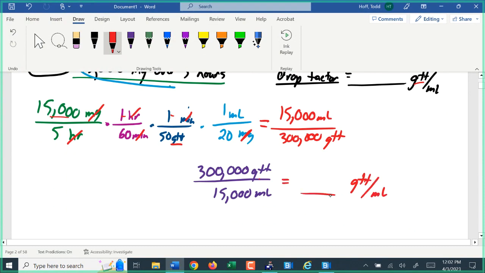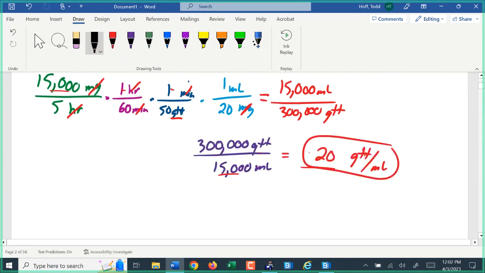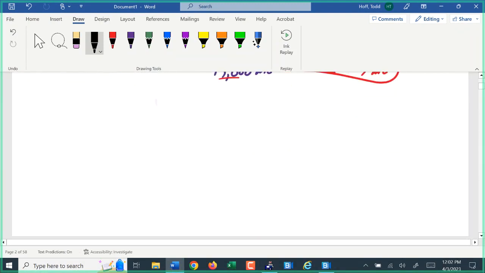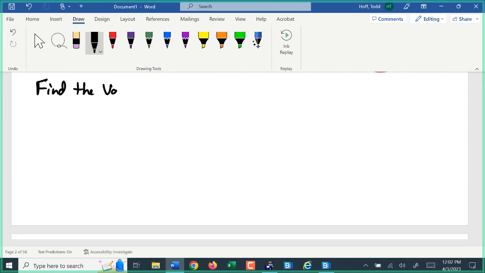And when we divide out the 15,000, 300,000 divided by 15,000 is 20. So 20 drops per milliliter. So next we want to take a peek at how much will be infused. So this is an example we have not done.